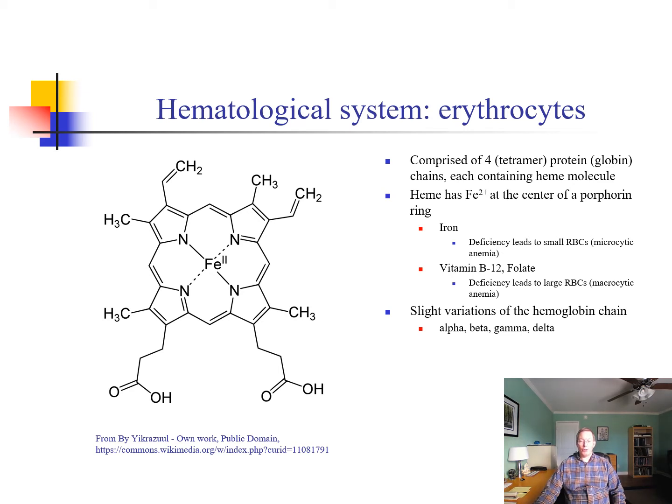Now, there are also other things that are necessary for the synthesis of the erythrocytes, and those include certain cofactors in enzymatic reactions, such as vitamin B12 and folate. And if there's a deficiency of these, it leads to a macrocytic or large cell anemia. We'll talk about that more in just a second. Now, there are some slight variations of the hemoglobin chains, alpha and beta, gamma, delta, and we'll talk about these when we talk about hemoglobinopathies.